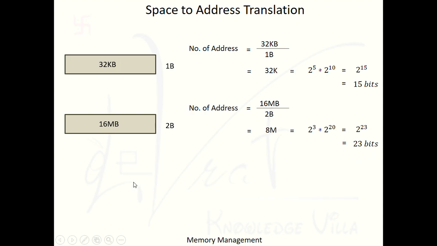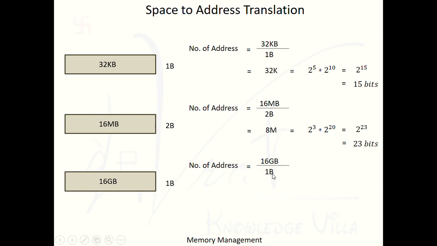Get it? Last example, that is 16 GB. If we have a total space of 16 GB, and we want to store a number of addresses, each address of 1 byte. Here again we are going to decrease the size of the address. Get it? So how many addresses can we generate? The total space is 16 GB. 16 GB divided by 1 byte. So we will get 16 G.